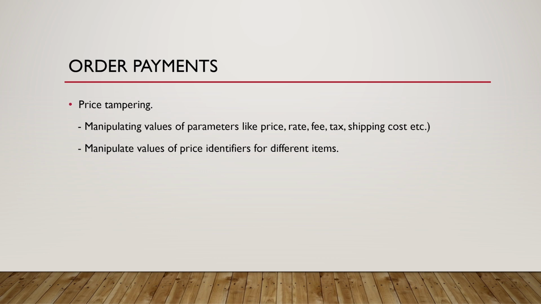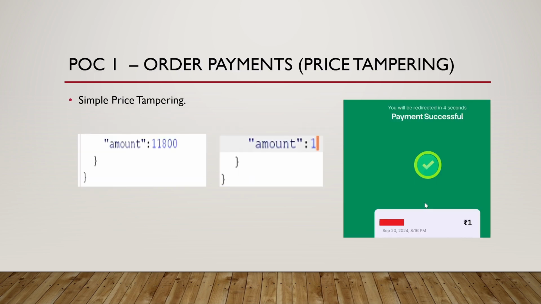You have to see if the price is coming as it is, or it is being controlled by a numerical identifier, or any identifier. Okay, so that is something that you have to see. I'll show you an example of both these scenarios. So this is the simple price tampering, where the actual price of the item was 11800. I manipulated it to 1, and I was successfully able to pay for it at 1 rupee, right?